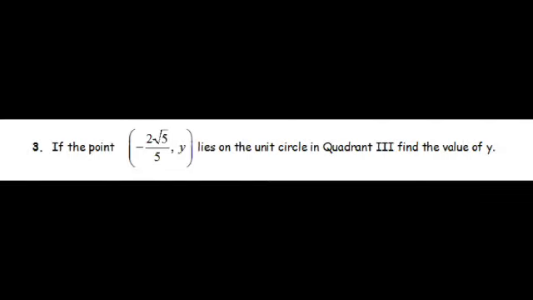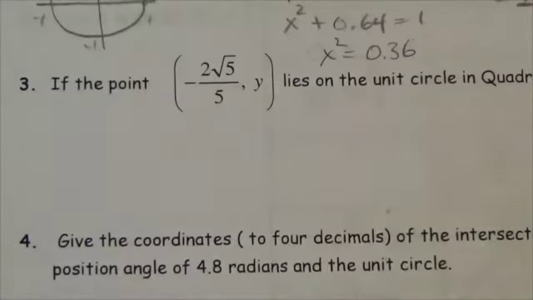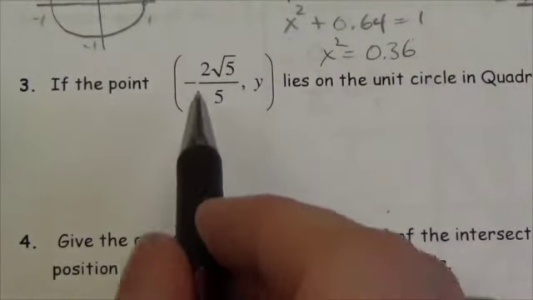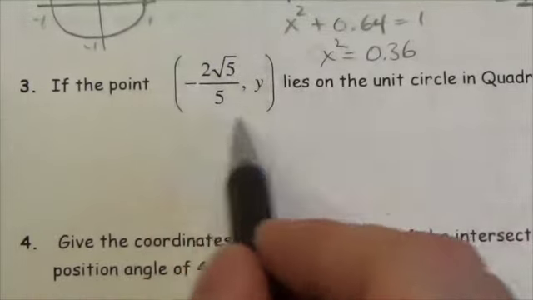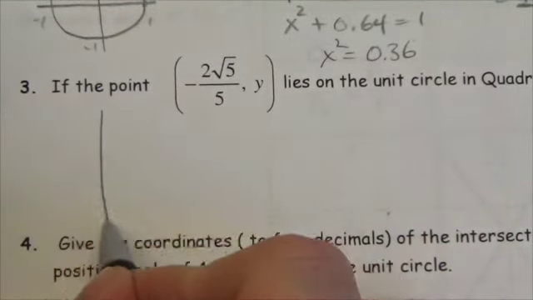If the point -2 root 5 over 5, comma y, lies on the unit circle in quadrant 3, find the value of y. Okay, so in this case, we're given a little bit more information here. So we've got this particular point here. We're told that it lies on the unit circle.